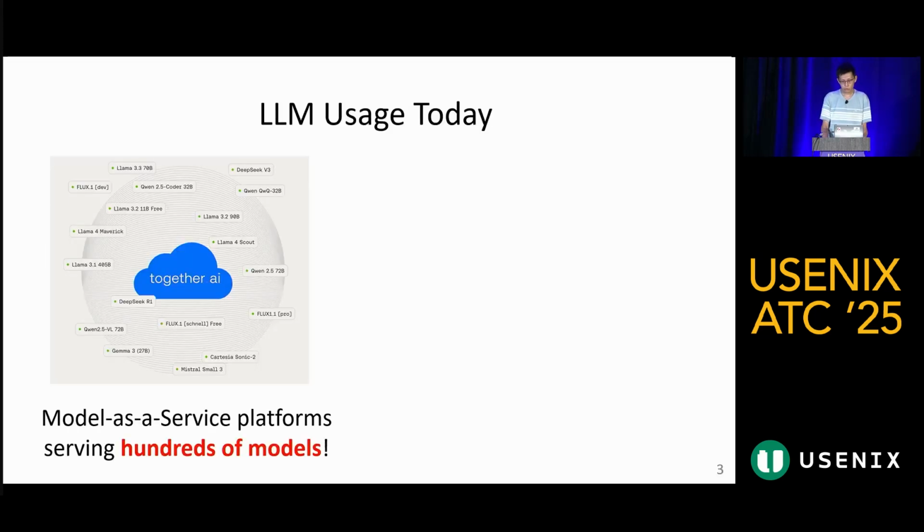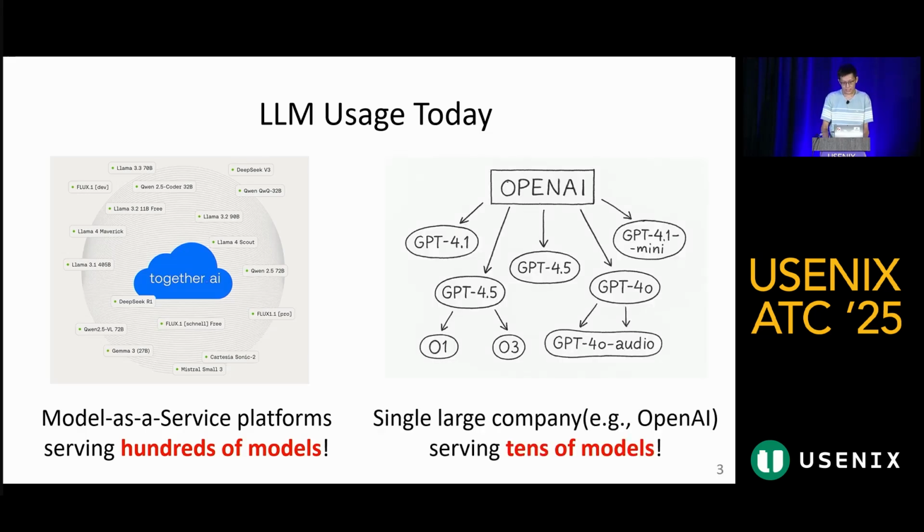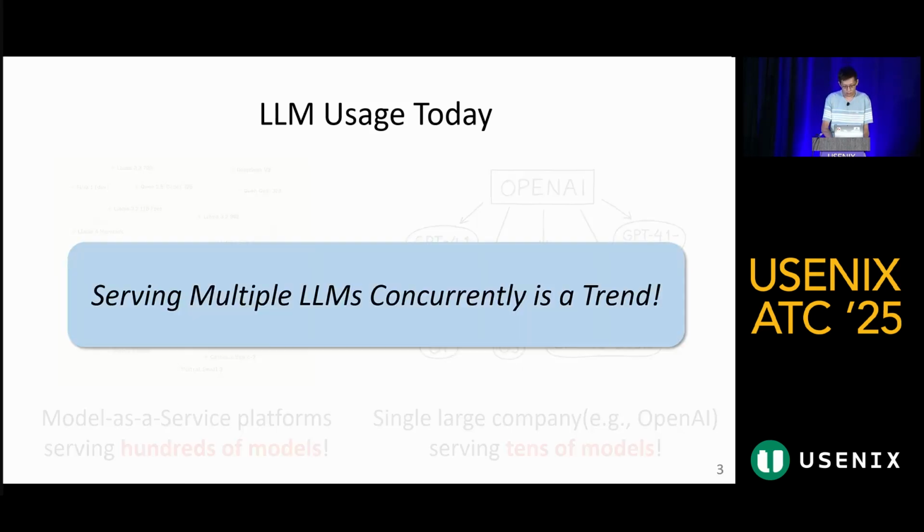We observe two trends for LLM usage today. First, model-as-a-service platforms like Together.ai serve hundreds of diverse models. Second, large companies like OpenAI are deploying tens of specialized in-house models. The common trend is clear. Serving multiple LLMs concurrently is a mainstream deployment requirement.